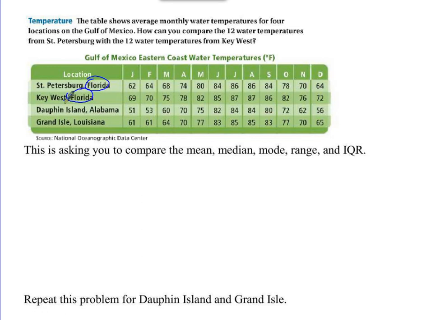They're both in Florida. So this is asking us to calculate all of these values and then compare those values and make some sort of statement based on what we see. It's asking us to compare the mean, median, mode, range, and IQR. So we have all this data sitting here for St. Petersburg and for Key West. For St. Petersburg, what should we probably do? We've got to find the average, so we can add them all up. We want to order them from least to greatest so that we can do the median.